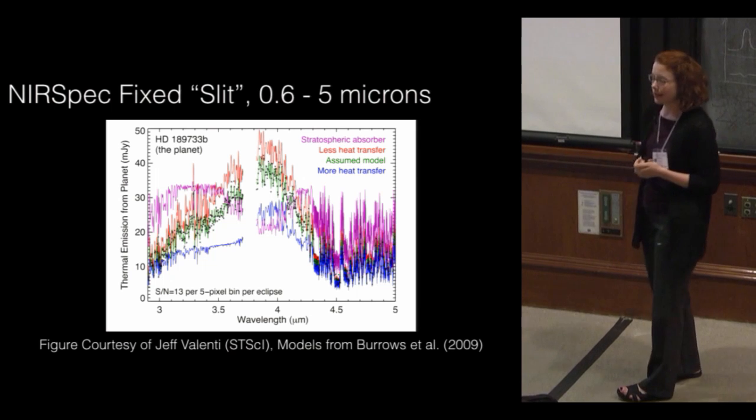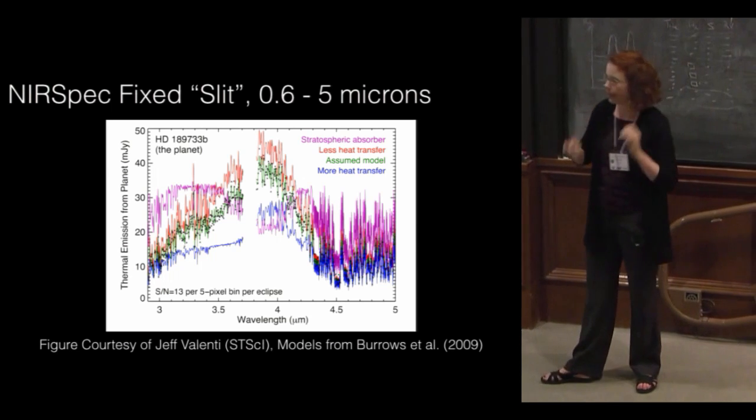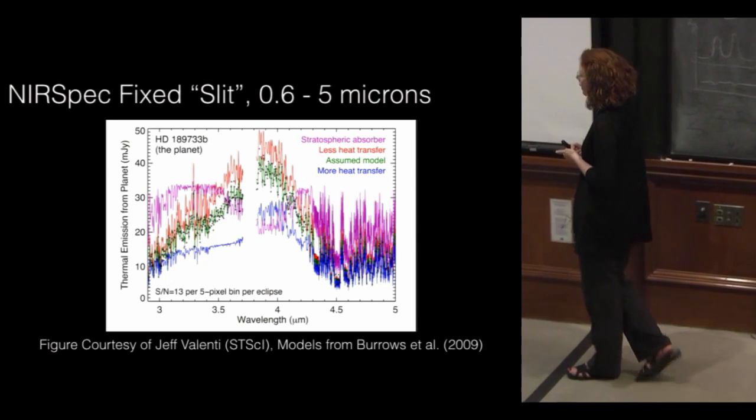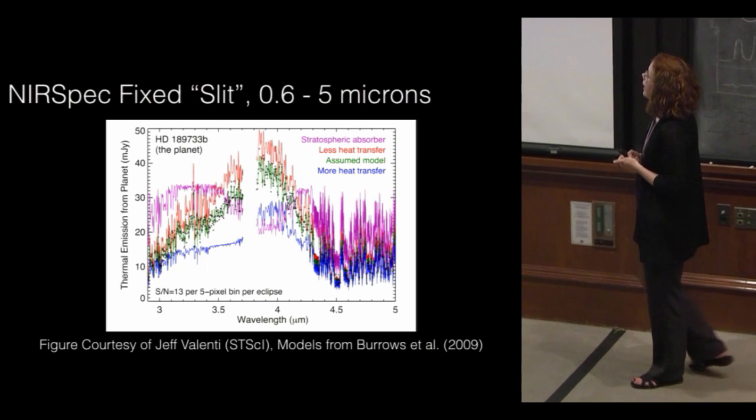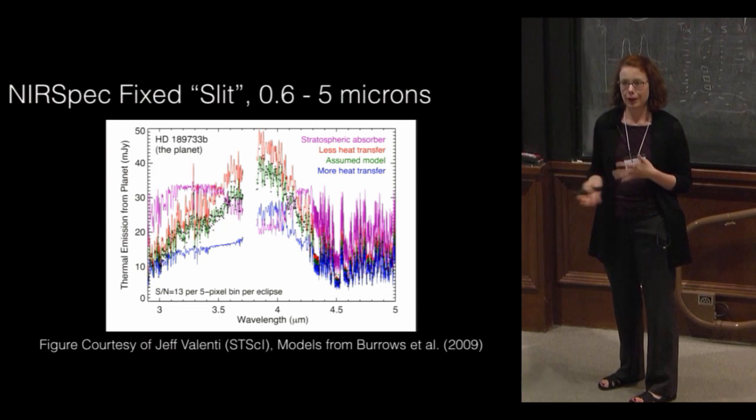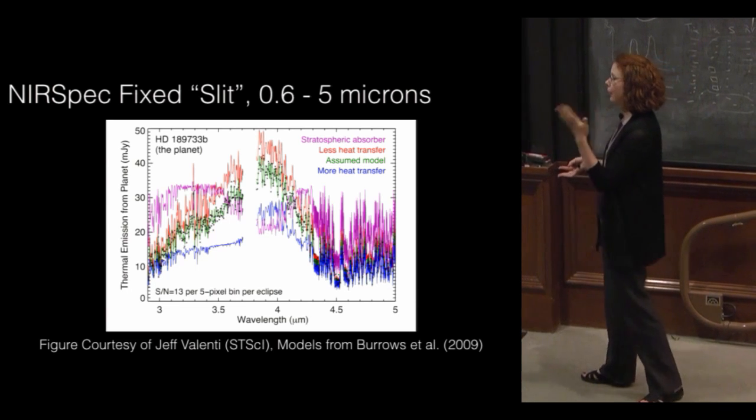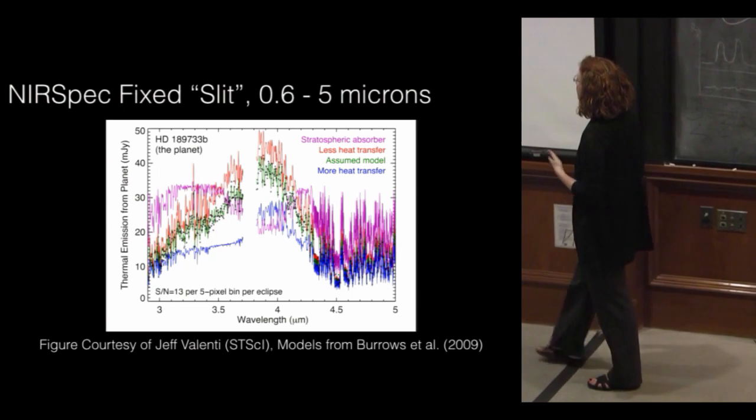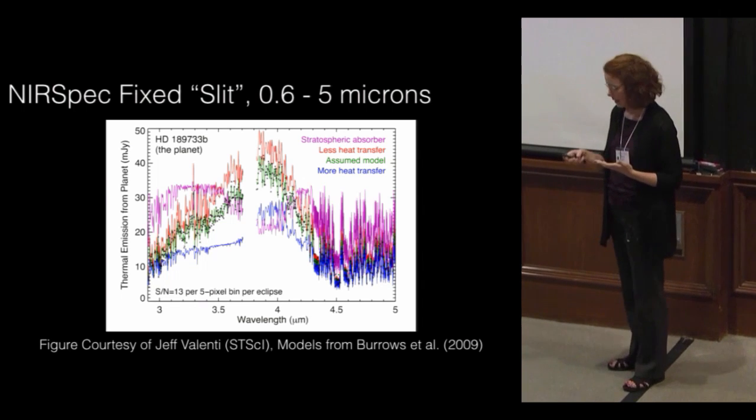All right, so that was NIRISS and NIRCam. Now let's move to NIRSpec, our other near-infrared instrument. And this is the mode that will give you the highest spectral resolution. Okay, the other ones were sort of R of 700, R of 1,000. Here you're looking at something more like R of 3,000.